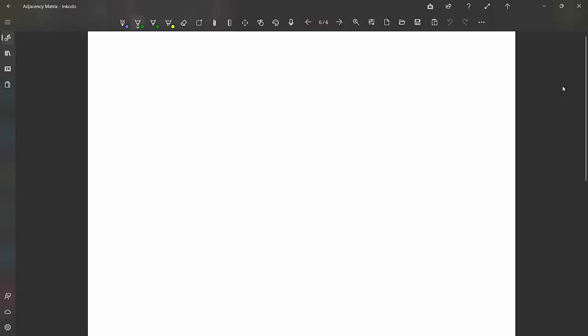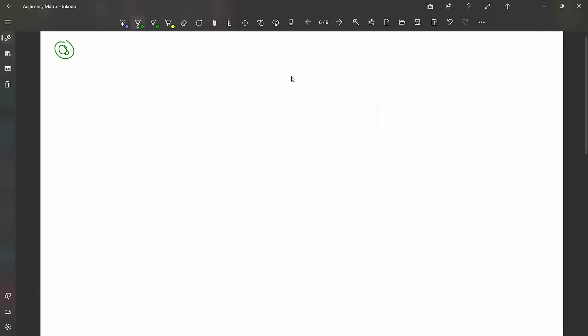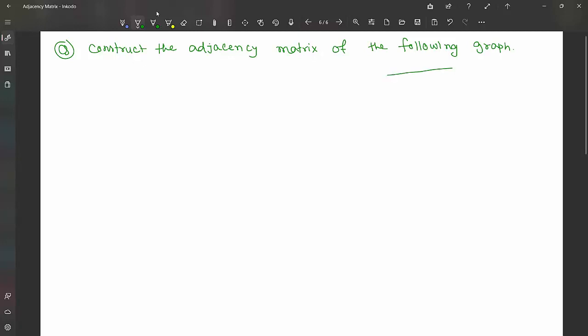So just take this question. Here construct the adjacency matrix of the following graph. Okay, so where do we start first? This is the graph.